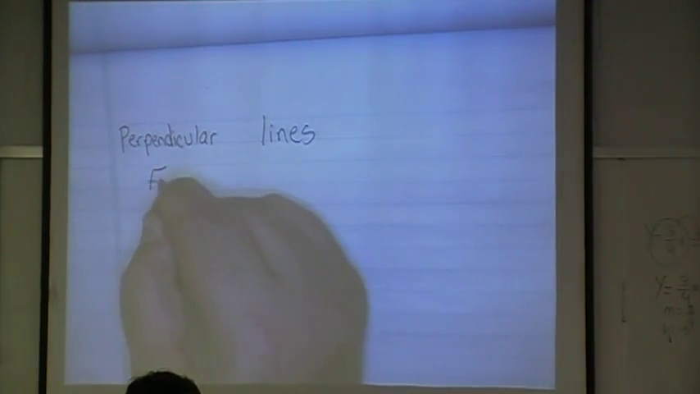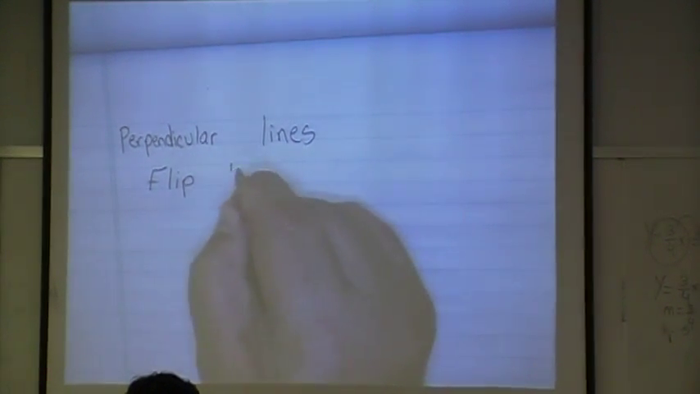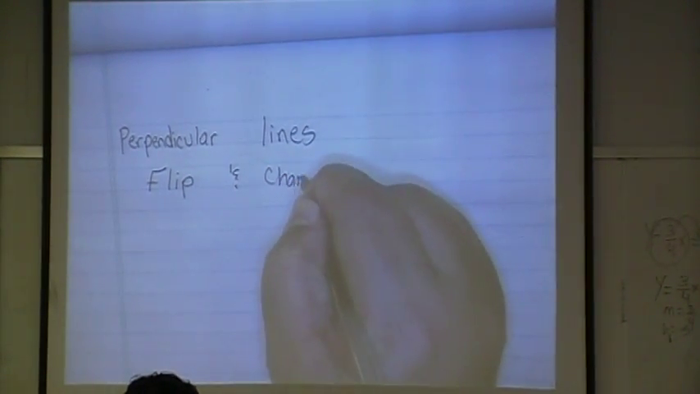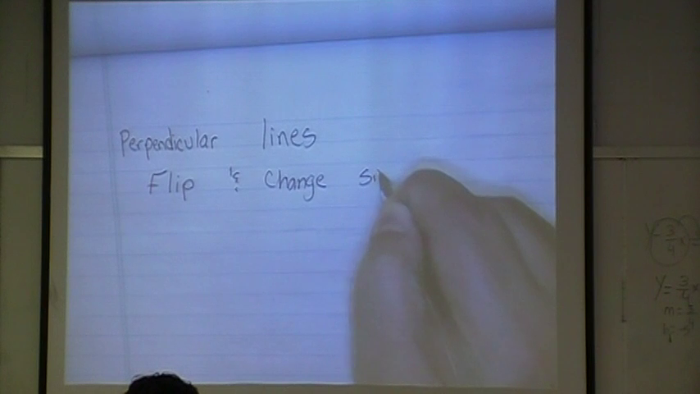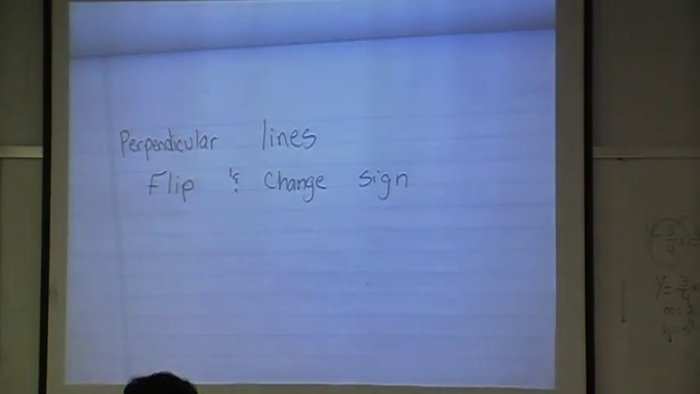Perpendicular lines. When you have perpendicular lines, you're talking about slope. Parallel and perpendicular, that's two key words. They'll ask it in word problems. Parallel, perpendicular, it's dealing with slope. You see the word parallel, you see the word perpendicular, you're thinking slope. When you see perpendicular, you're going to flip and change the sign.